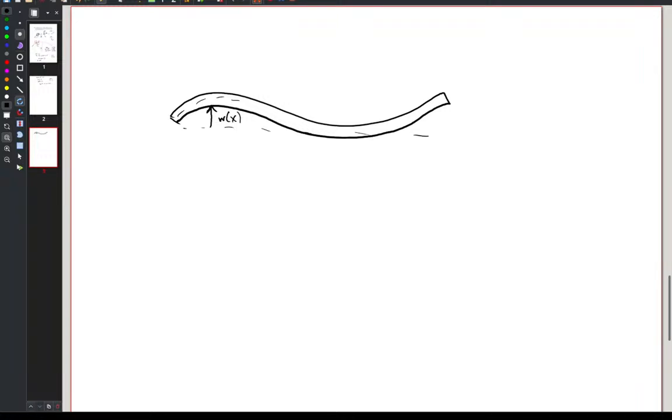Yeah, because you have W of X. W is a function of length along the beam. So moment is EI times the second derivative. And then shear force, that one I forget. But the second derivative, the curvature, is always moment. That one's good to know.